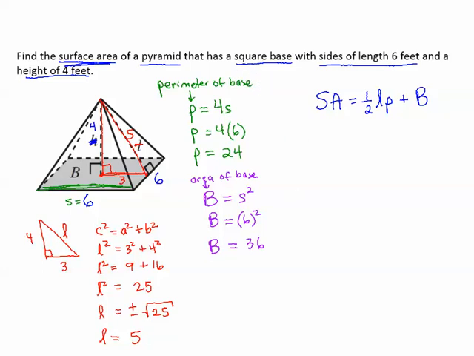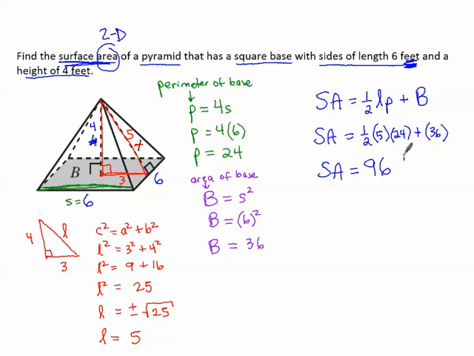Let's go ahead now and plug these values into our formula, now that we have them all. L we found was 5, P 24, and B 36. Computing that, we get that the surface area is exactly 96 because the units are feet and we're finding area. Area is 2 dimensions, so it's going to be feet squared or square feet. There is our surface area.